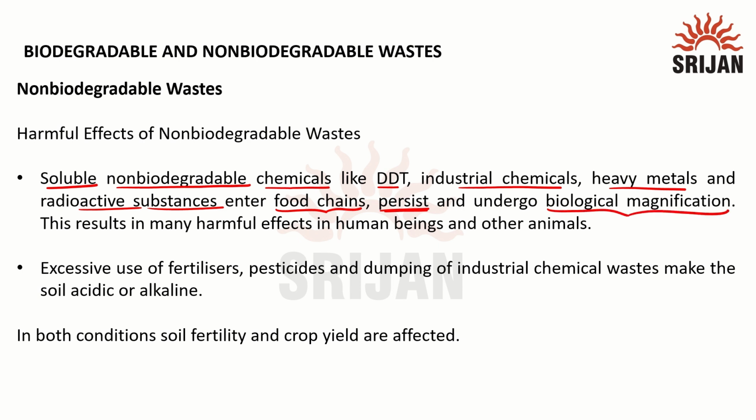That is, they keep on getting accumulated in the higher trophic levels and will be at the highest concentration in the topmost consumer, mainly human beings and the topmost predator. Excessive use of fertilizers, pesticides and dumping of industrial chemical wastes makes the soil acidic or alkaline. In both conditions, soil fertility and crop yield will get affected directly.